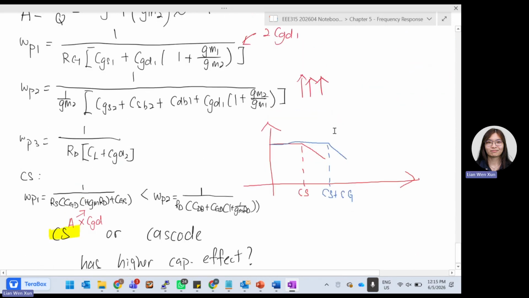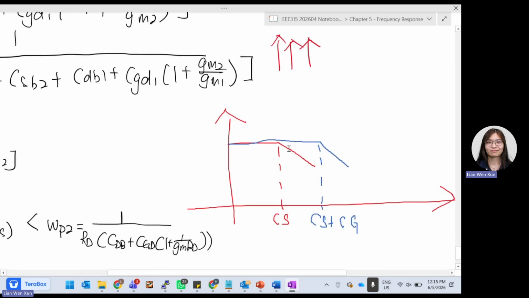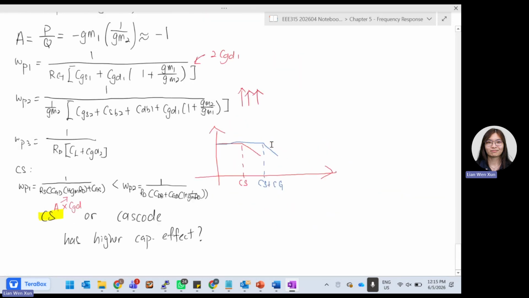So you can draw out the first pole directly. If you compare common source only and common source cascaded with common gate, you realize omega P1 is much further out compared to common source. So common source has the worst frequency response. Common gate is slightly improved, but when you cascade the two, the frequency response improves even further. So the bandwidth improves.